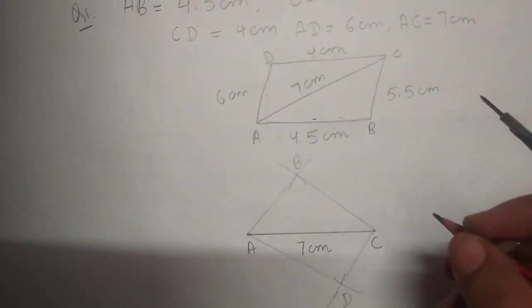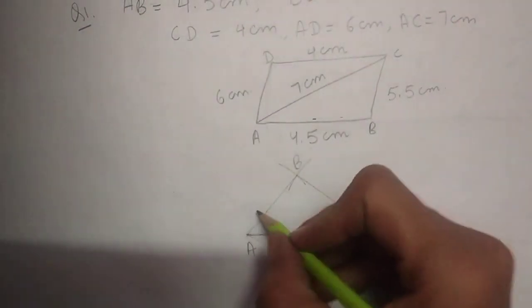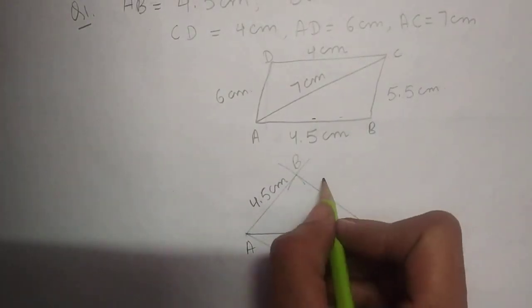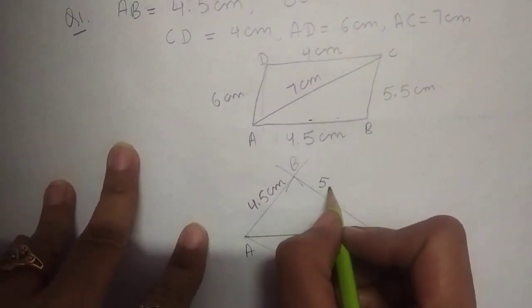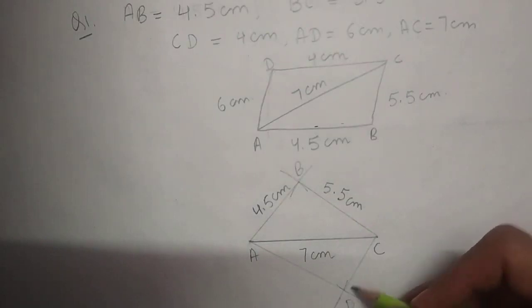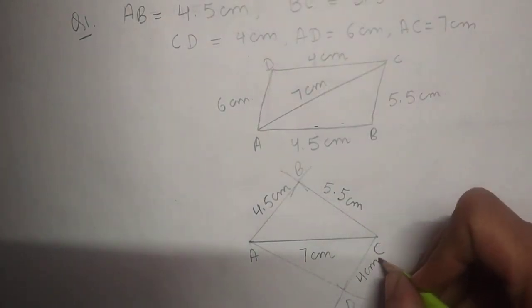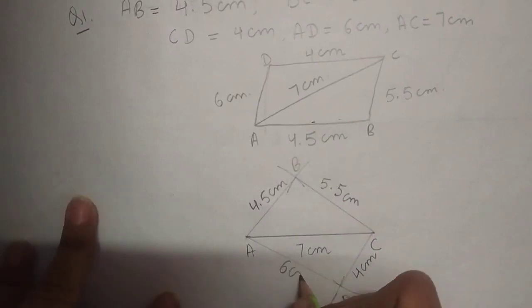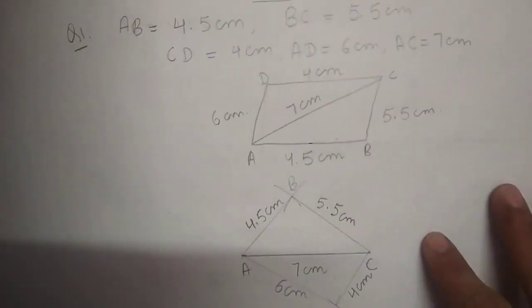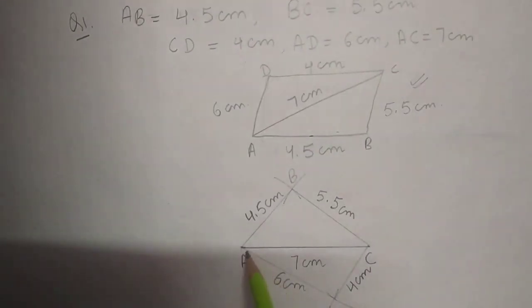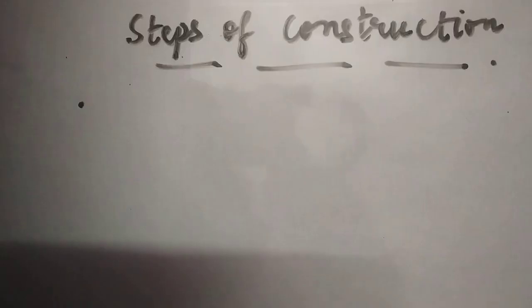You are supposed to write the dimensions. I am writing the dimensions. AB is 4.5 centimeters. BC is 5.5 centimeters. CD is 4 centimeters and AD is 6 centimeters. So dear children, it is up to you. You can make the quadrilateral in this manner or the way I have made it. I have taken AC, that is the diagonal, as base.